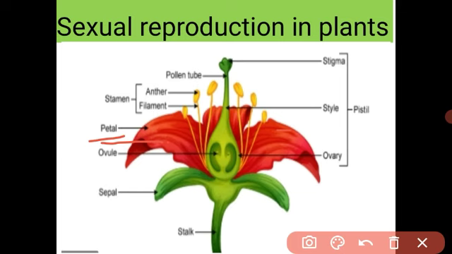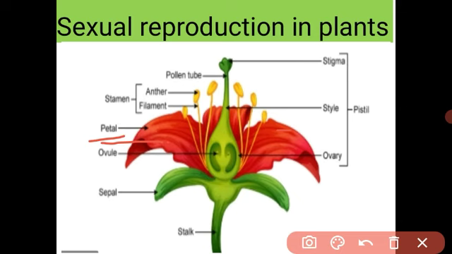Got it? I will explain pollination in the next video. What does pollination mean, dear? Some flowers have only male gametes, some flowers have only female gametes. So it is important to transfer the pollen grain from the anther to the stigma.